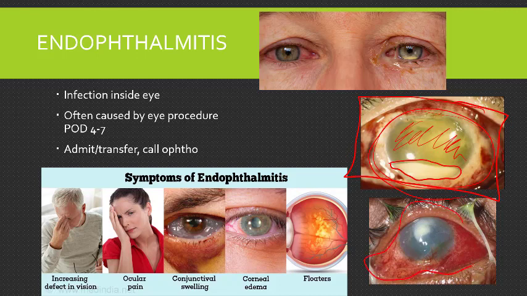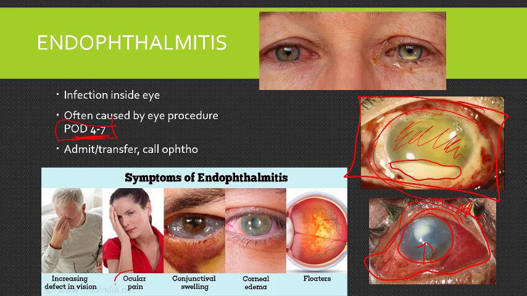This person here has endophthalmitis. You can see the infection on the outside of the eye as well as on the inside of the eye because we're looking inside that steamy cornea there. Be aware that the most common cause of endophthalmitis is not spontaneous. It's actually post-op after some kind of eye surgery. Usually post-op day 4 to 7 is the most common finding after surgery.